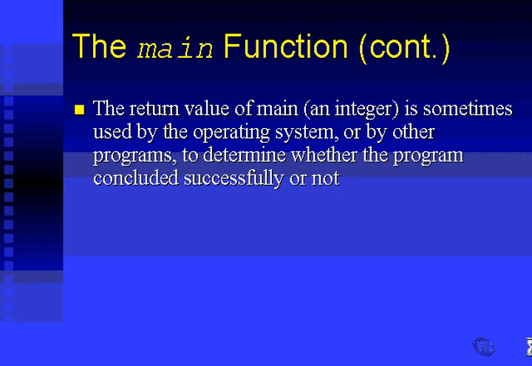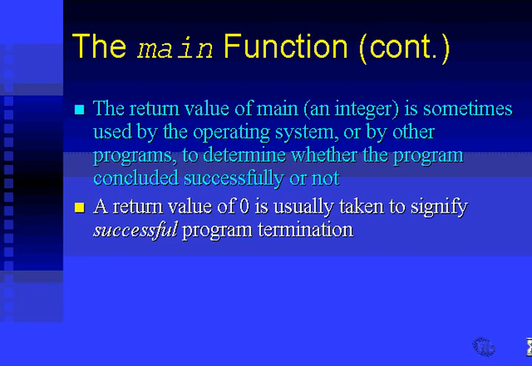Also, the return value of main, which is an integer, is sometimes used by the operating system or by other programs to determine whether the program concluded successfully or not. You may not know how to do that. If you're using DOS, then that corresponds to something called error level, if you've ever used a DOS batch file and have used error level, or if you're using Unix, you might like to examine after a program completes the value in the shell variable $?. If you don't know what either of those things mean, don't worry. You'll probably never use the return value of main, but you can use it if you want to.